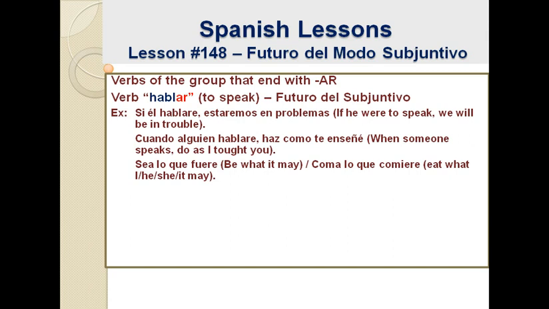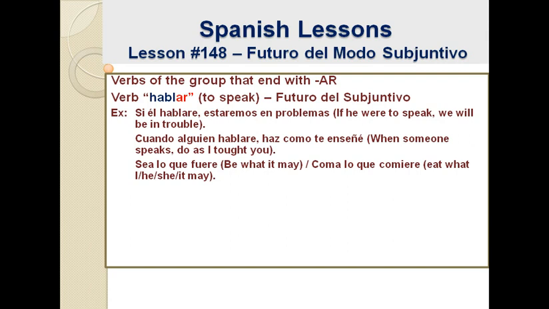In our second sentence, we begin with the word cuando. Cuando means when, but it's not the question word when. Why? The question word when is cuándo with a tilde on the letter A. However, the other when that also refers to a hypothetical situation does not carry a tilde on the letter A, as you can see here. Cuando alguien hablare. When someone speaks, do as I taught you. Cuando alguien hablare, haz como te enseñé.